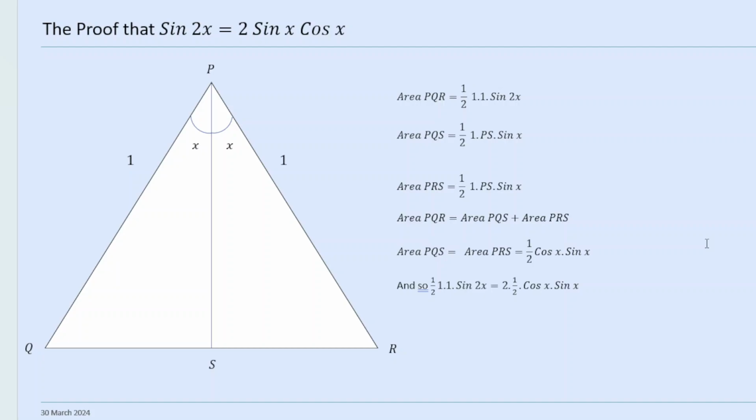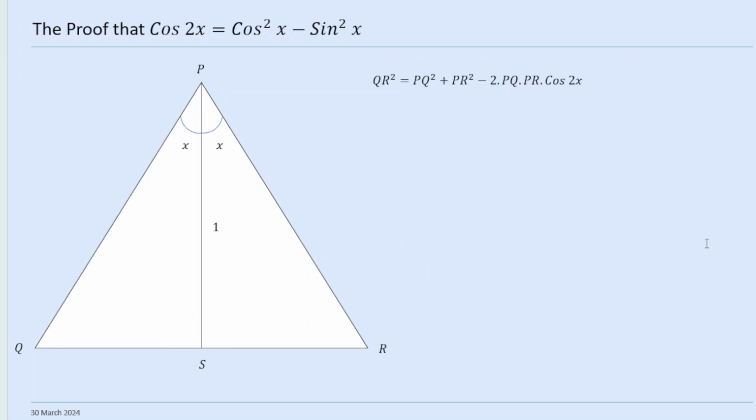And so if we substitute in for those areas, what we get is a half times 1 times 1 times sine 2x equals the stuff on the right, which means that a half sine 2x equals sine x cos x, and then multiply both sides by 2. It means sine 2x equals 2 sine x cos x. Yay, we proved it. Then we're going to prove that cos 2x equals cos squared x minus sine squared x by the cosine rule. And again, this is Andy Robertshaw's proof.